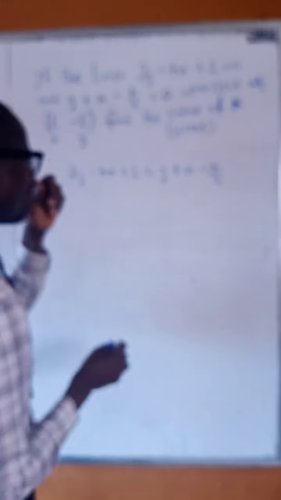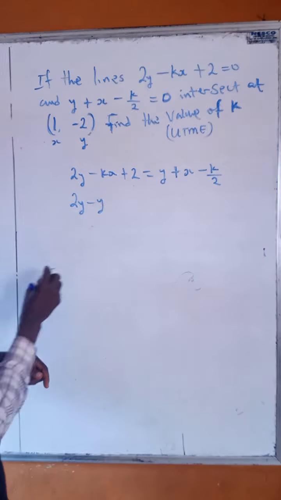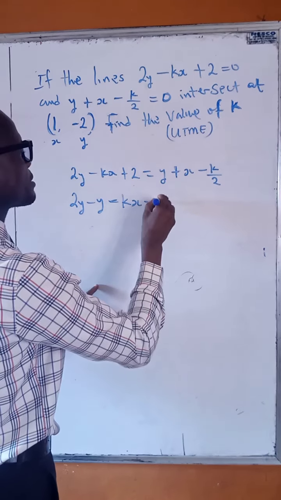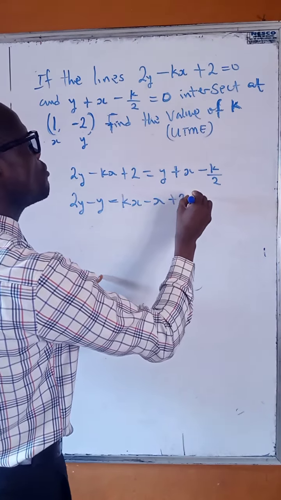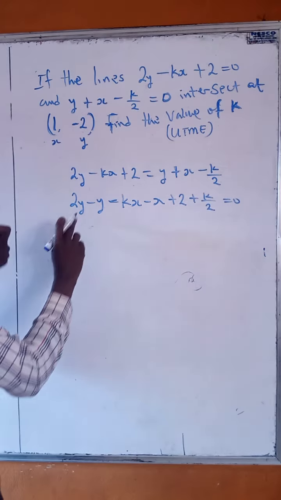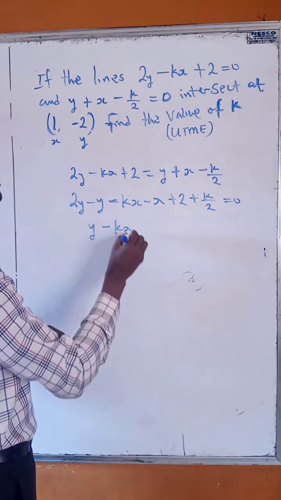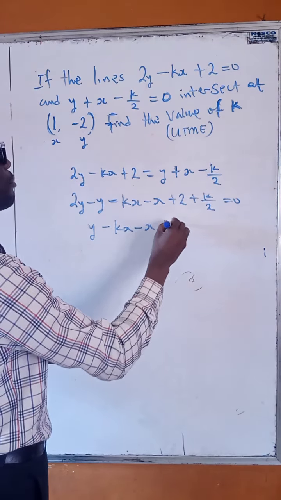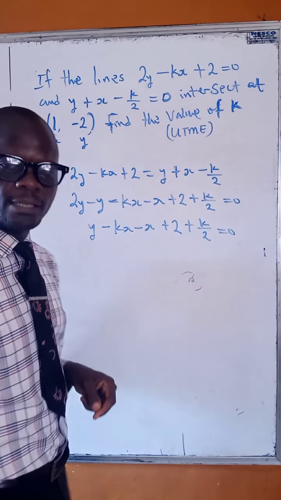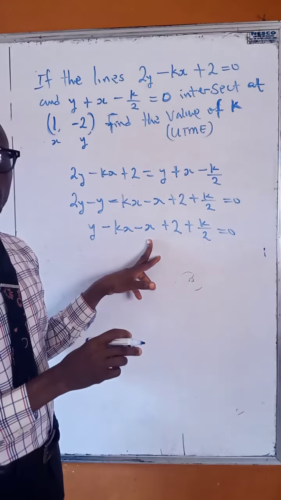Now here, what we are going to do, let's collect the like terms. You have 2y minus y, then minus kx, here minus x, plus 2 plus k over 2. Everything will be equal to 0. Now from there, this will give us y minus kx minus x plus 2 plus k over 2 equal to 0. Now let's substitute the values of x and y into the equation.